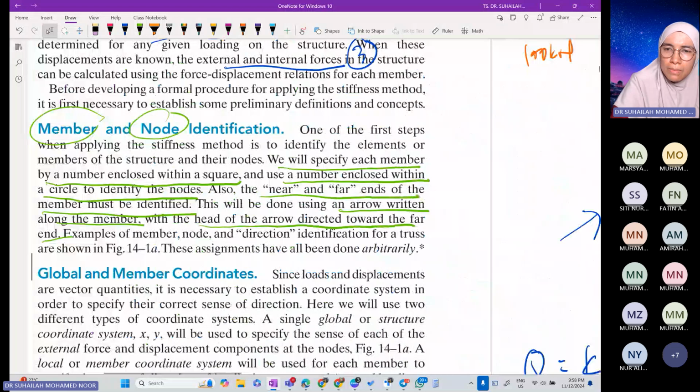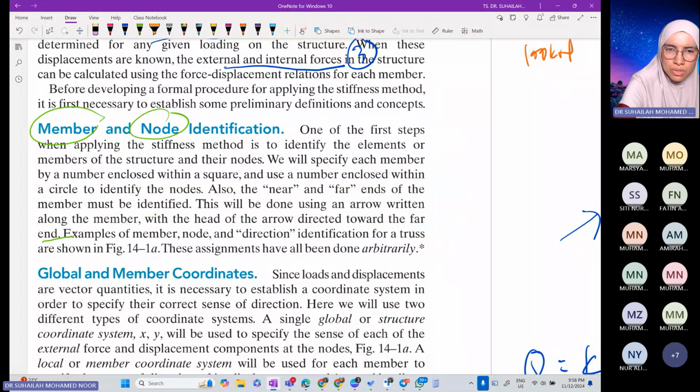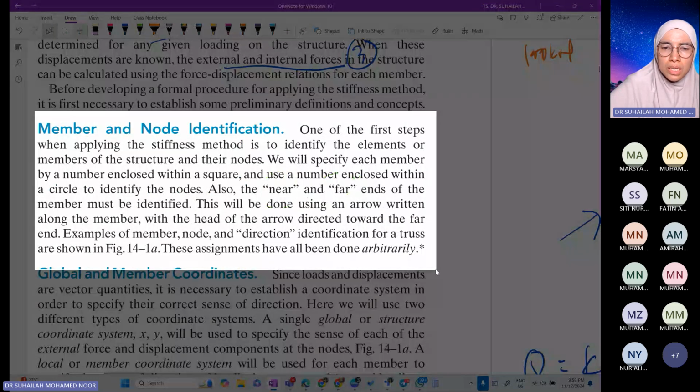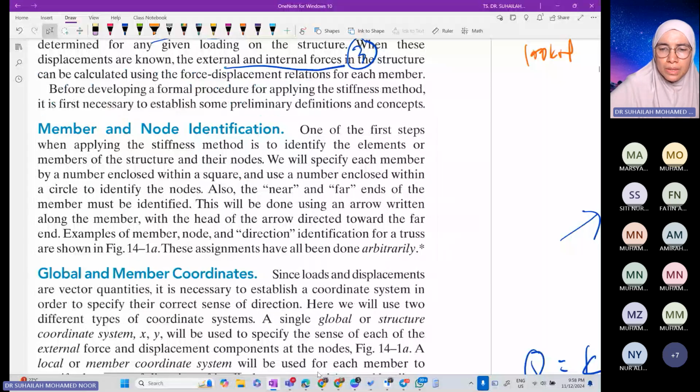Ulang-ulang baca sampai faham. Okay, dia kata member label by number enclosed within square, itu member element. Lepas tu number enclosed within circle, to identify nodes. Okay, lepas tu dia mention about near and far end. Near and far end, yang ni kita determine using the arrow. Okay, yang ni kejap sebelum kita end session malam ni, kita tengok dia explain on this.